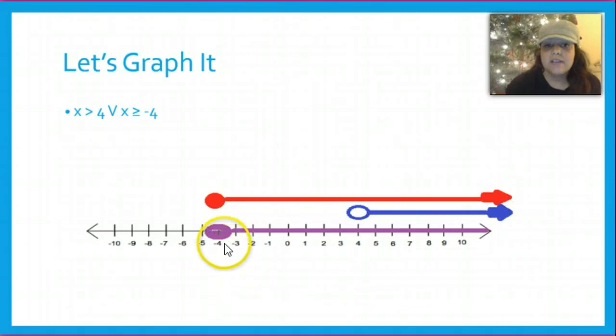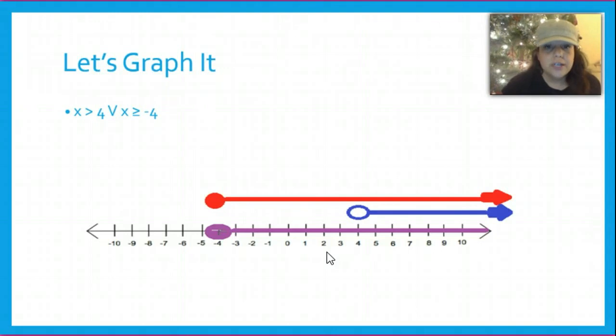Now on my number line, what I'm going to put is the union. And the union is all the numbers that I'm using. So I'm using everything starting from negative 4 going all the way to the right. And that's what we see here on the number line in purple. And that's the graph of x is greater than 4, or x is greater than or equal to negative 4.